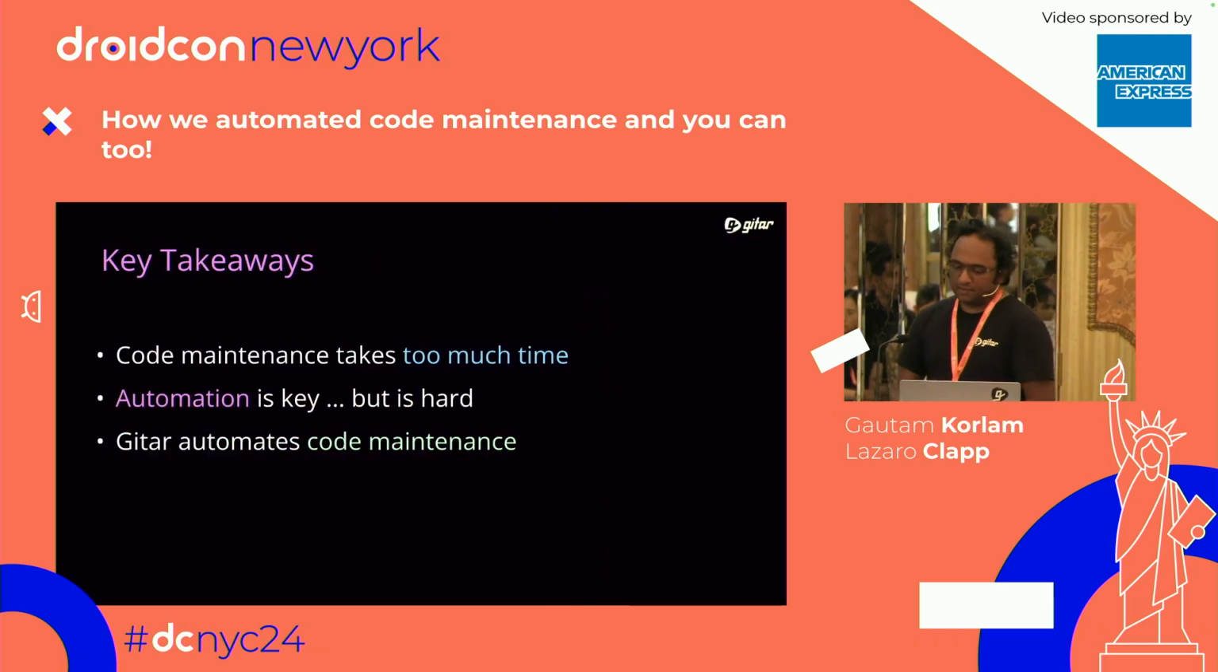So the key takeaways, I think we mentioned a few times, is it takes a lot of time to do code maintenance. Automation is key, but it's very hard to do. You can do it alone, but it's also much easier to just have someone do it for you.